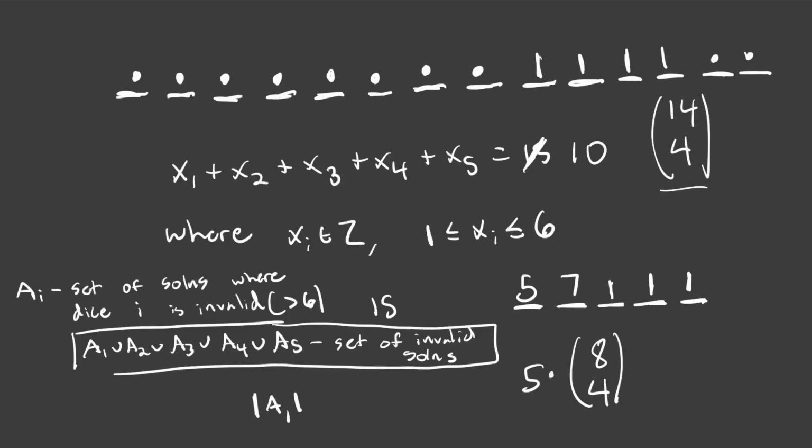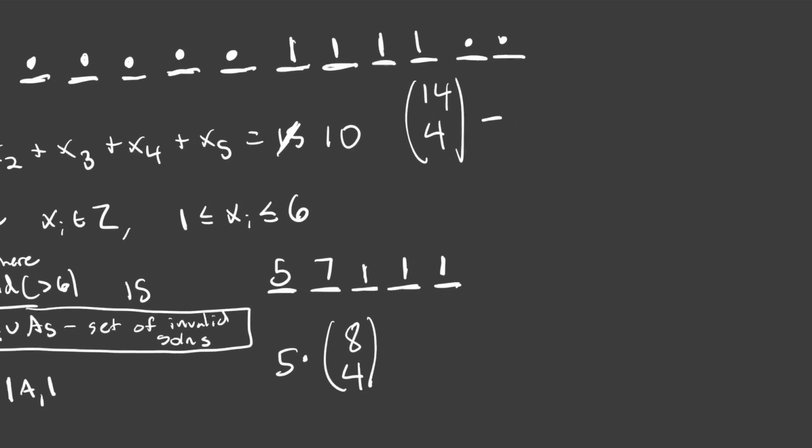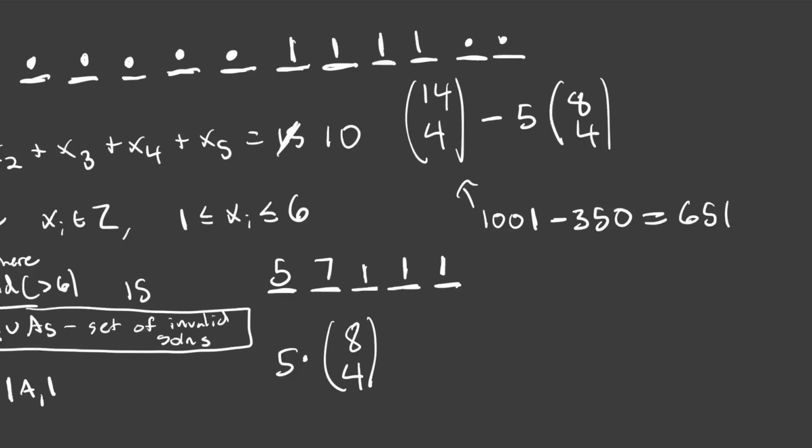This is our total number of solutions, so let's just subtract this from this. So 14 choose 4 minus 5 times 8 choose 4. So when you use a calculator, 14 choose 4 ends up being 1001, and 8 choose 4 is going to be 70. So 5 times 70 is going to be 350. So let's just subtract 350 from 1001. So this answer is going to end up being 651, which is the number of valid solutions that satisfy this constraint.